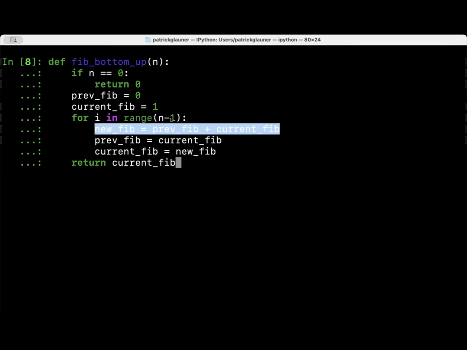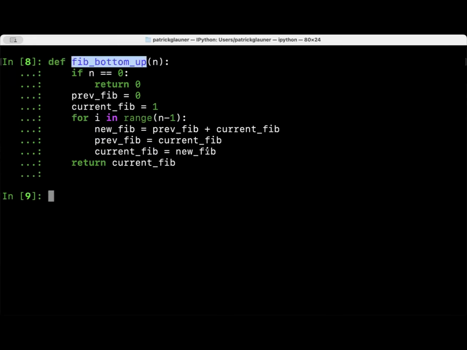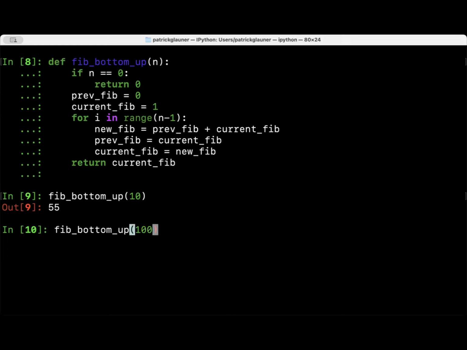If this loop runs once, these two get added, then I have one, and then the one from current fib would be moved into previous fib, and the new addition would be in current fib, and so forth. So I just keep shifting these values around. And with that approach, I can also calculate my 10th Fibonacci number, which is 55. And you will see that this also runs super fast, which wouldn't be possible just with the naive calculation.